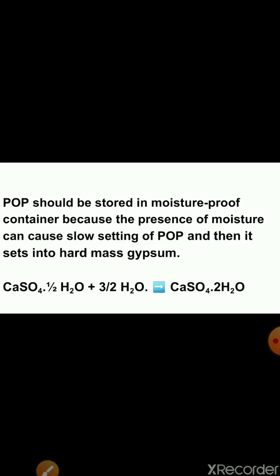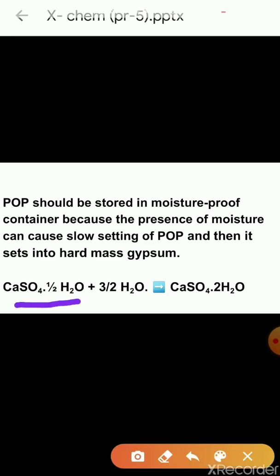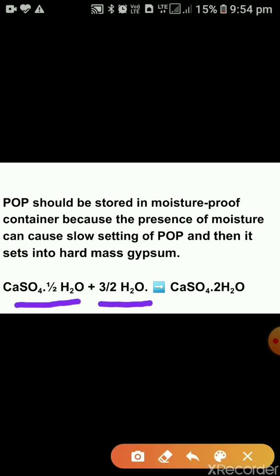Children, one thing is important about POP, that it should be stored in a moisture proof container. Why do we have to store it in a moisture proof container? Because when it comes in contact with moisture, it sets into a hard mass and converts into gypsum. So when POP comes in contact with water, it again converts into a hard mass, that is gypsum.